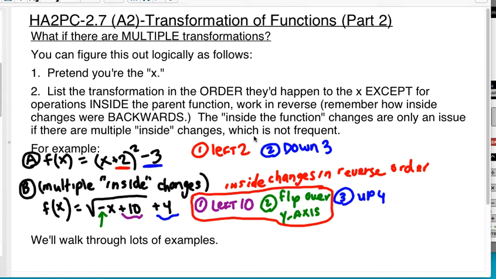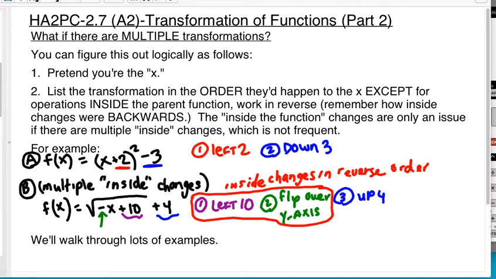All right, this is Honors Algebra 2 Pre-Calc. We're doing 2.7 in Algebra 2, which is transformation of functions. So this is the second video in the series, and this will be a pretty long section in general because we're going to do a lot of examples. This is easier with hands-on practice.